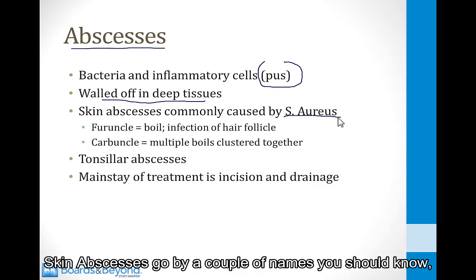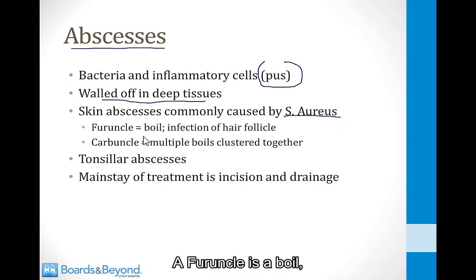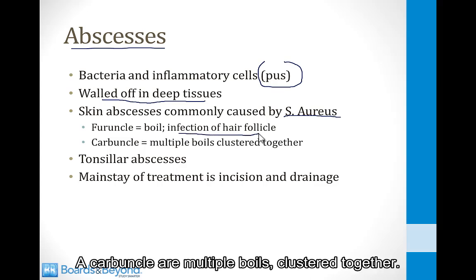Skin abscesses go by a couple of names you should know. A furuncle is a boil. It's an infection of a hair follicle. A carbuncle is multiple boils clustered together.